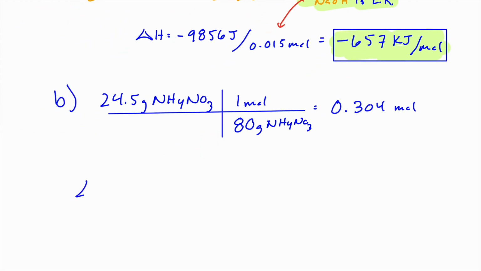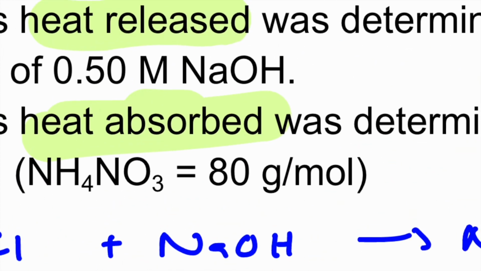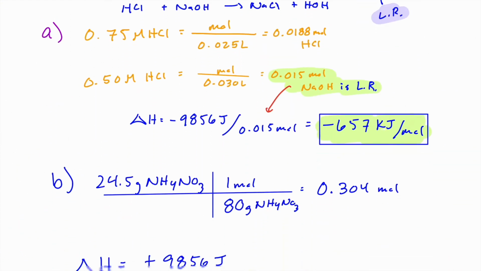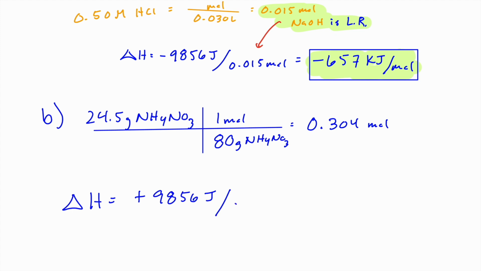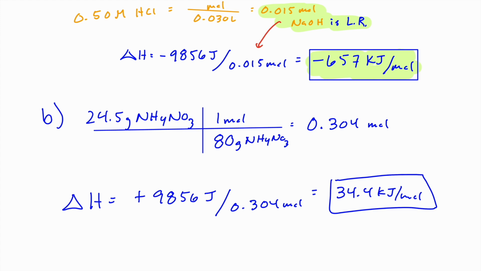Okay, so change of H equals plus, you don't have to necessarily write that, but I'm talking about the absorbed, right? Plus, and then I'm going to put it over my moles. And I get 34.4 kilojoules per mole. Again, that describes the entire reaction.